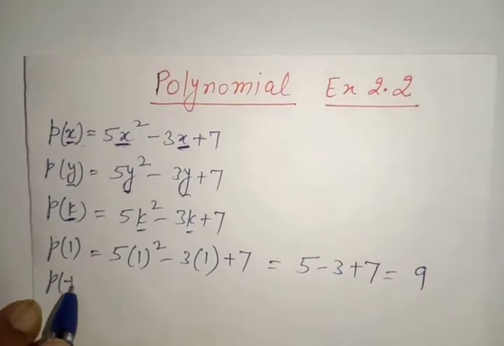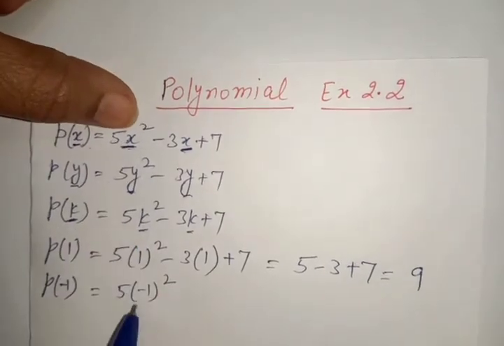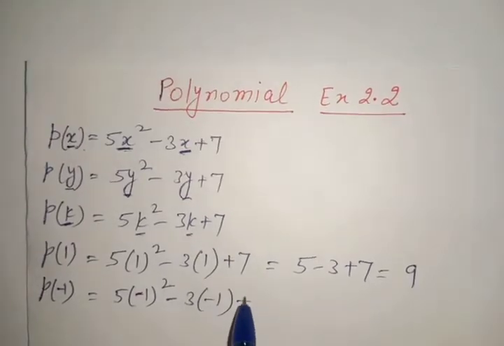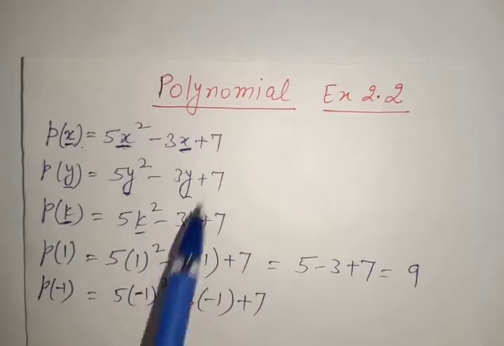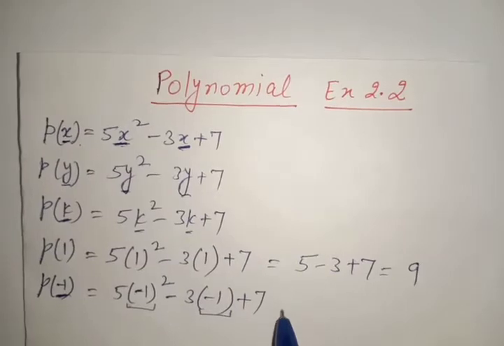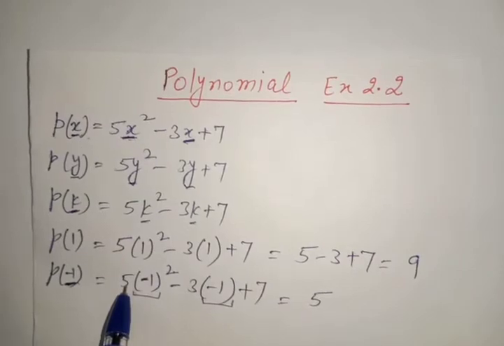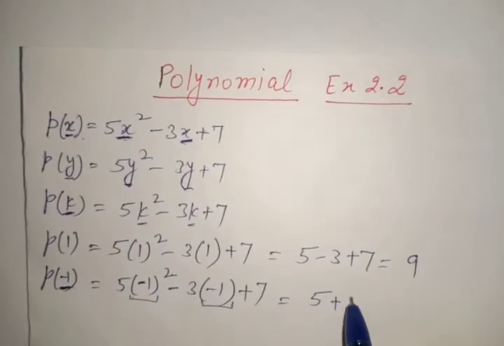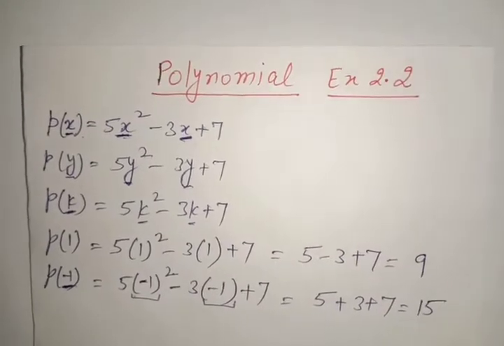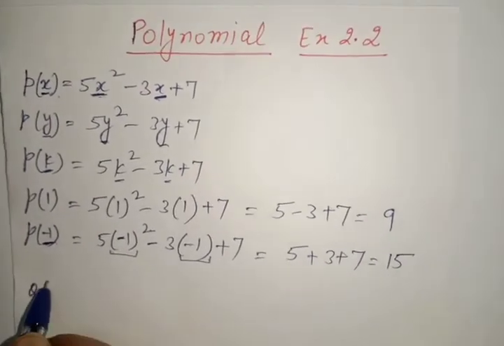One more I will take. P of minus 1, which is 5 minus 1 square. In place of this x, I will write minus 1 square, then minus 3 into minus 1 plus 7. Wherever there is x, I will write minus 1. So this will become 5, because minus 1 square is 1, 5 ends up 5, then it's minus into minus, plus 3, and it is plus 7, so it will be 15. I hope this is clear to you, and if you understood this, you can easily do question number 2.